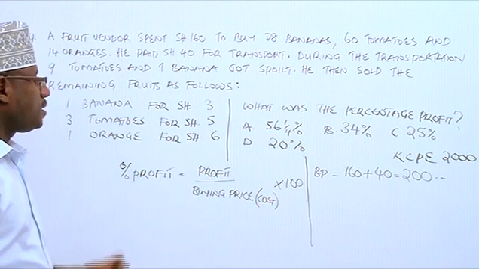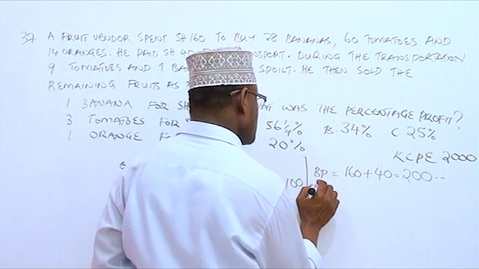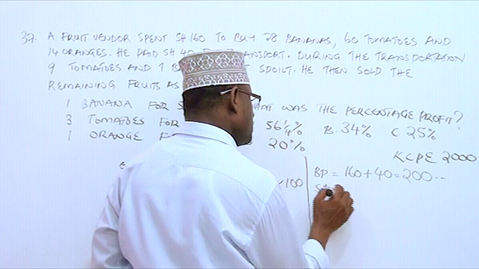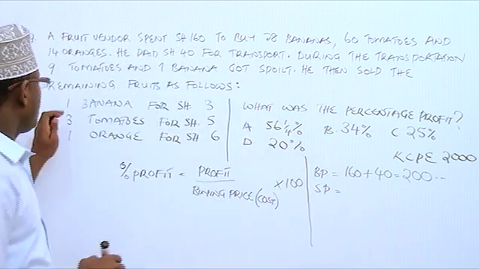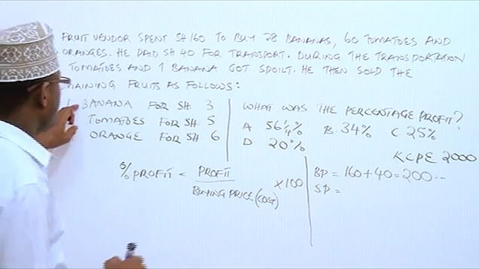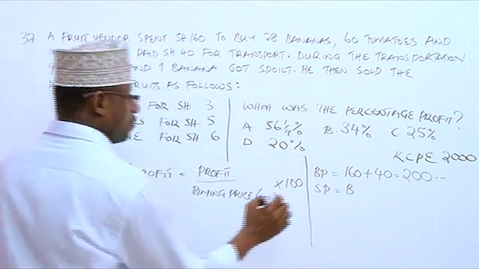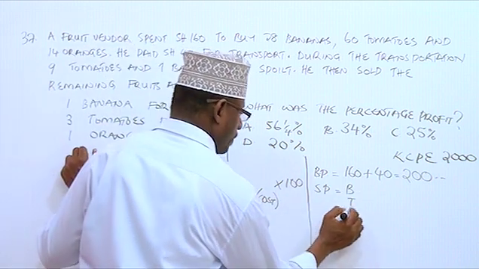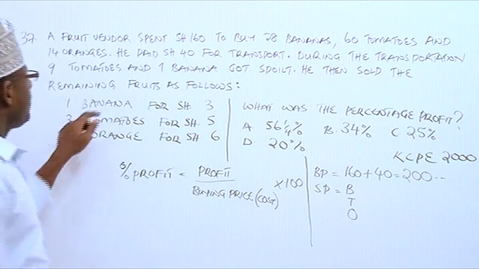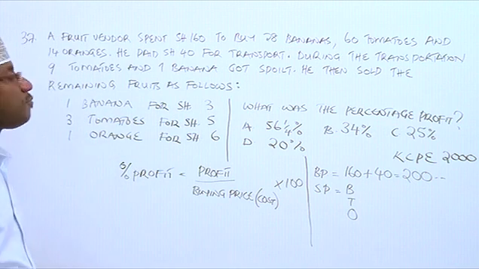Now, how much is the selling price? How much did this person sell the items which he bought? Now, he bought bananas, he bought tomatoes, and he bought oranges. Now, the bananas, how much did he sell them at? 1 banana for 3 shillings.